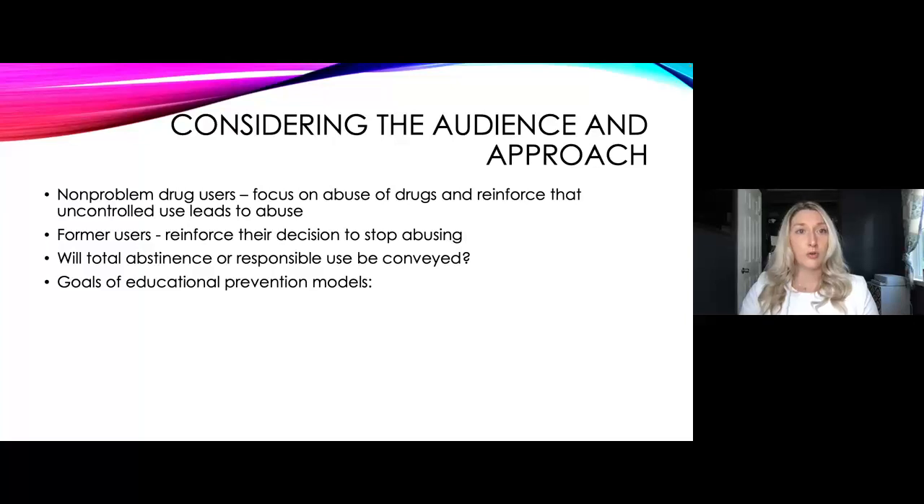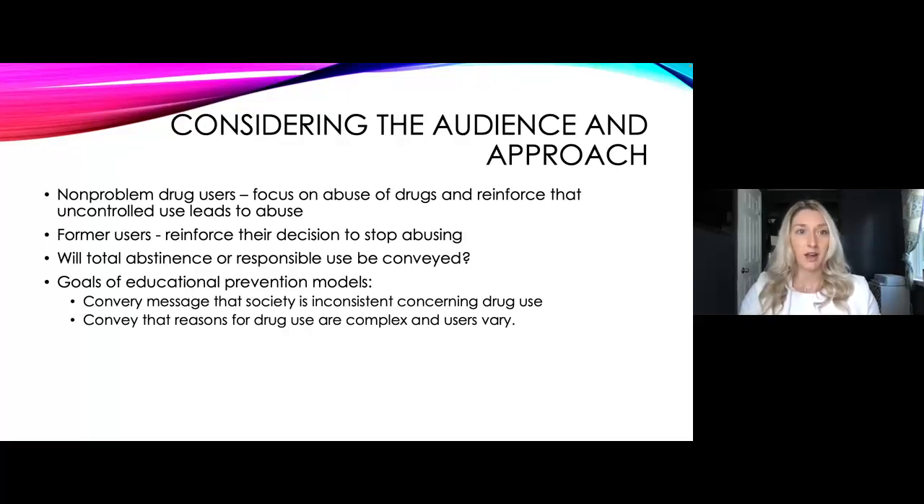So then when we look at the goals, when we're considering the audience and our approach, what are the goals of the educational prevention models? Well, we want to convey the message that society is inconsistent concerning drug use. So we know that there are some who believe marijuana should be legal, some who believe it shouldn't, right? So society itself is not coming to a conclusion on drug use. So we need to acknowledge that fact. We also need to convey that reasons for drug use are complex and that users vary widely.